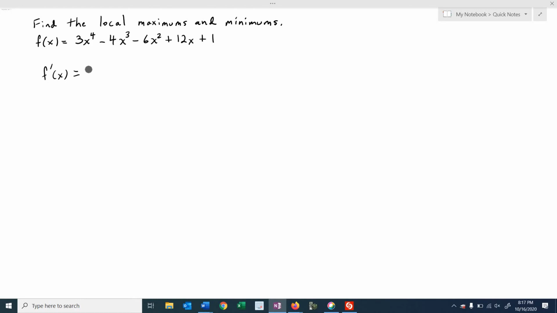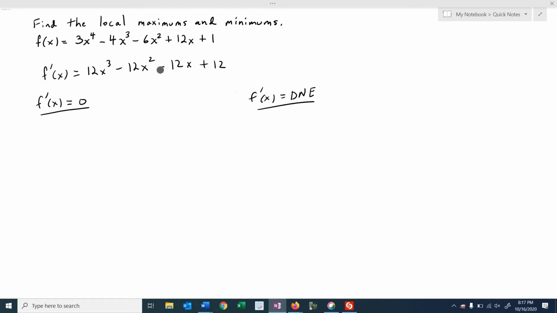All right, so in this case, the derivative would be 12x cubed minus 12x squared minus 12x plus 12. Okay, now let's look at both cases where we can get critical numbers, when the derivative is 0 and when it doesn't exist. Okay, let's start with doesn't exist.